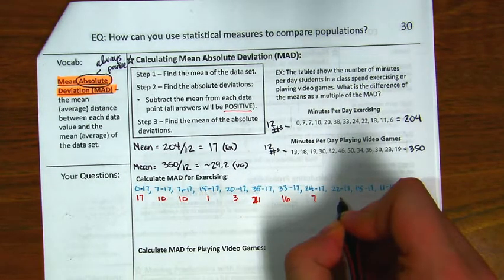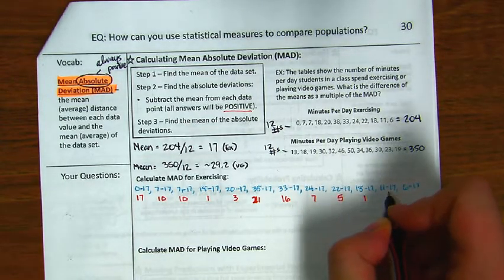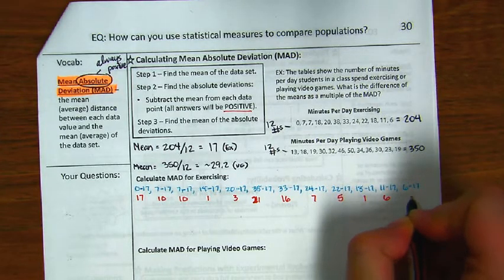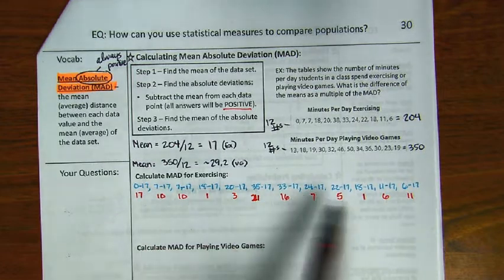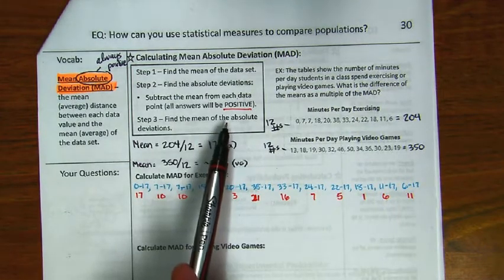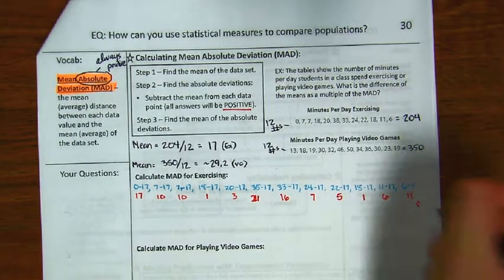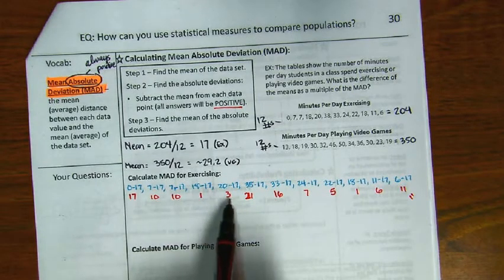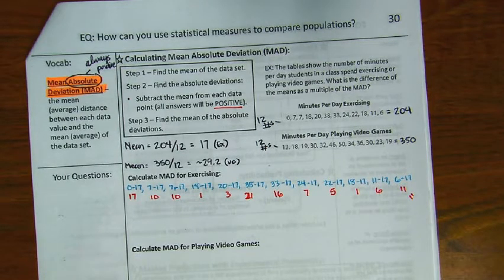And 7, and 5, and 1, 6, and 11. All right, so there are all of my numbers. Those are all of my absolute deviations. Now that I have my absolute deviations, I need to find the mean of all of those. If I add 17, 10, 10, 1, 3, 21, 16, 7, 5, 1, 6, and 11, I get a total of 108.